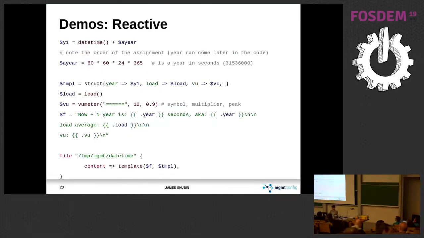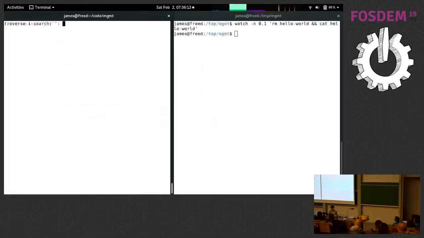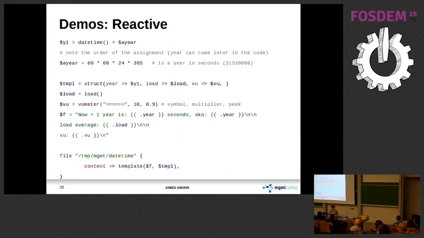So here's the first demo I'm going to show you. I'm just going to start running this over here. So I'm going to run Mgmt on the left. It's a bit abstract, so I have to apologize for that. But I'm just writing some code that's going to run, and the output is just going to build some strings and store it in a text file.